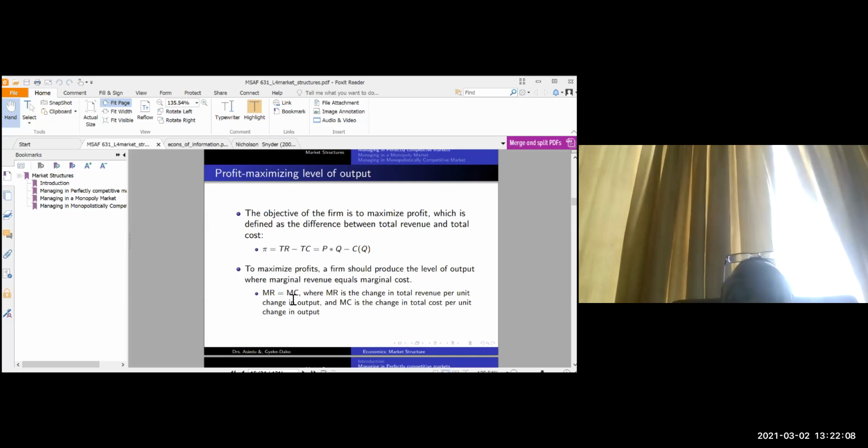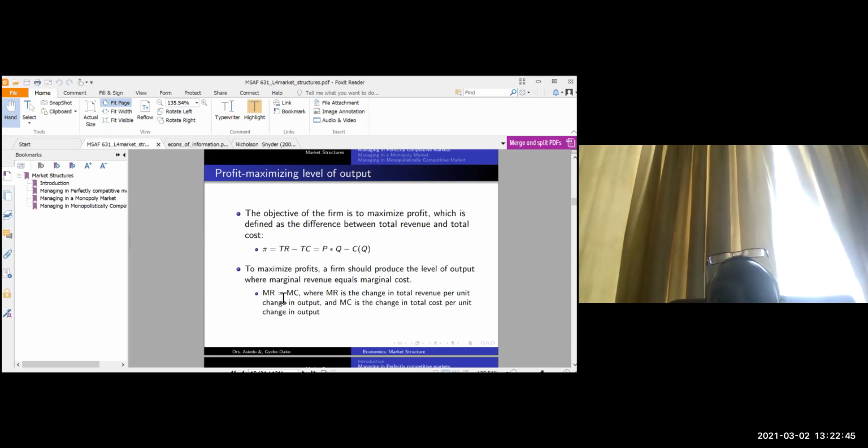And as I said, to maximize profit, a firm should produce the level of output where the marginal revenue equals marginal cost. You should produce to a point where the additional revenue you earn by producing a unit equals the additional cost you incur producing it. What you want is to get more than the cost, but the optimal level should be where the additional revenue you get from producing one more output equals the additional cost you incur.